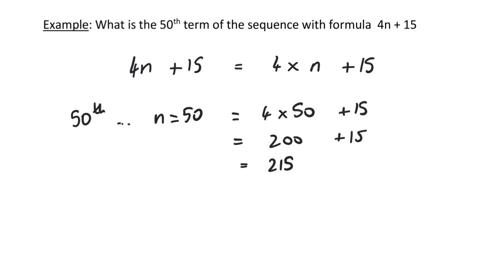The other way we could have done this example was to list the first 50 terms, but obviously we can see that this was a much quicker way of doing that.